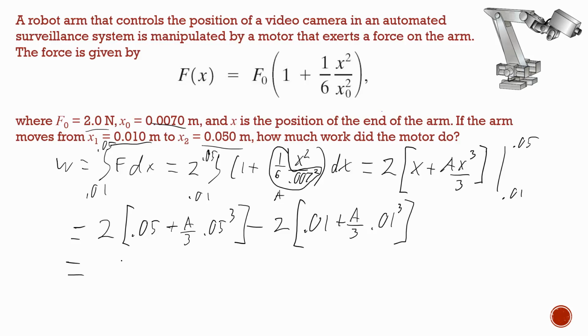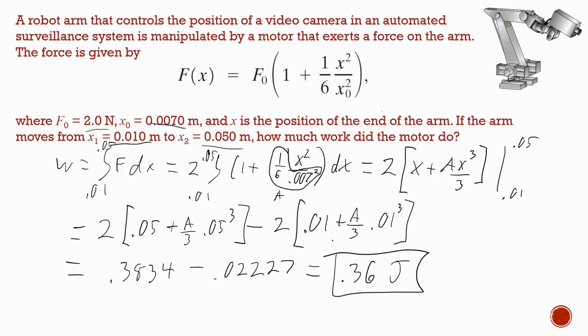You plug in your numbers and you'll get 0.3834 minus 0.02227. Now these numbers are rounded a bit, but when I actually did the subtraction in my calculator, I kept all the digits that my calculator could. I don't want to encourage intermediate rounding. Anyway, this works out to be 0.36 joules. So a little bit of calculus occasionally, but hopefully not too bad.